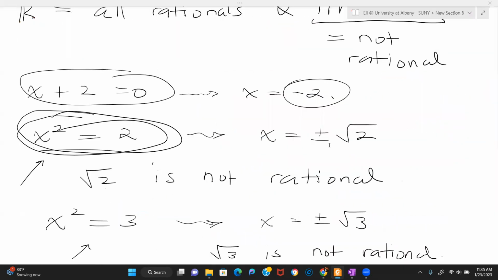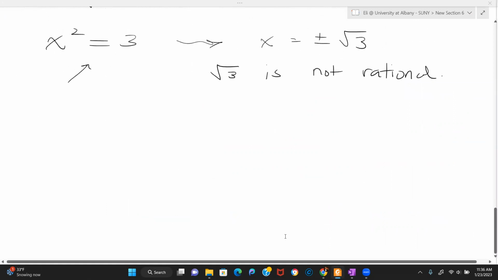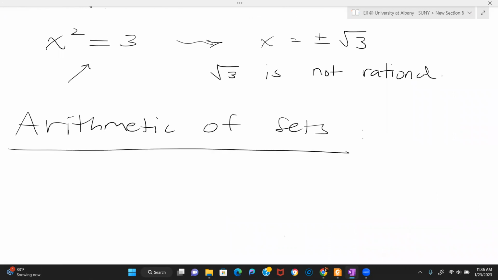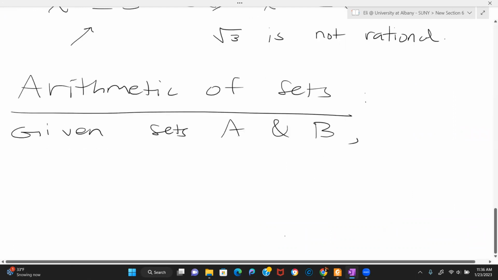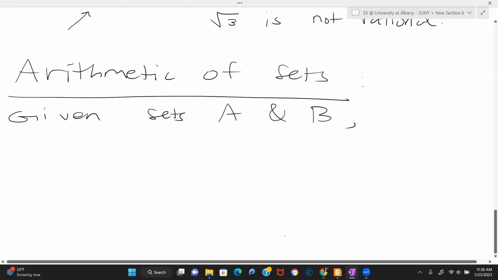And these have properties that are like addition and multiplication. So let me just quickly define. This was called arithmetic of sets. So let me just write that down here. Arithmetic of sets. So given sets A and B, you can define their union and their intersection.